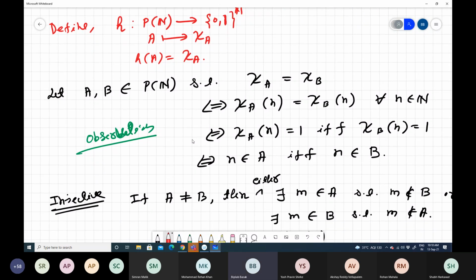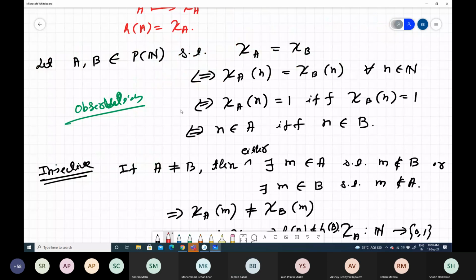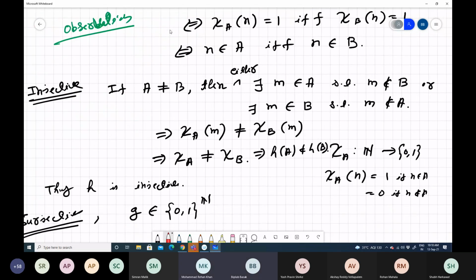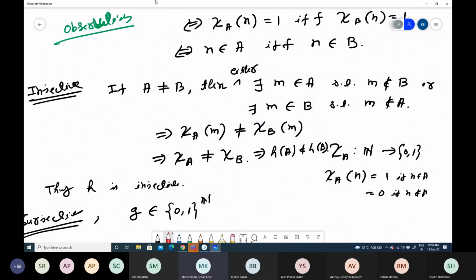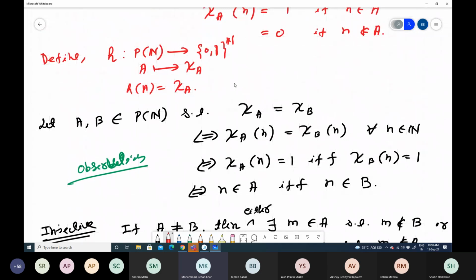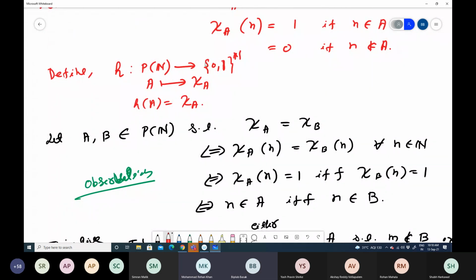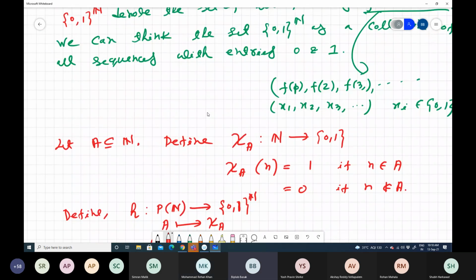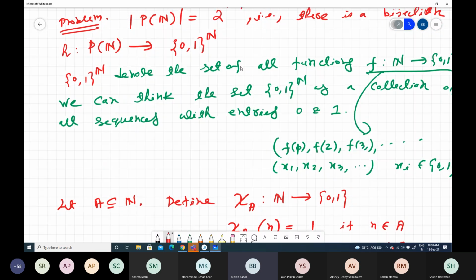What is your doubt? I did not understand. What is your doubt? Why do we define H of A equal to chi of B? We need to find a bijective function, right? We need a function, what is the problem?